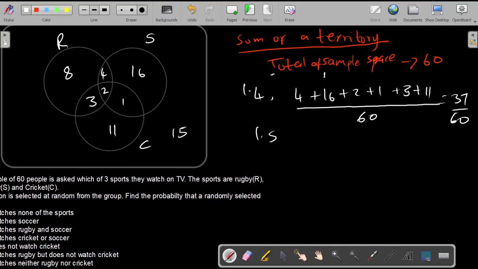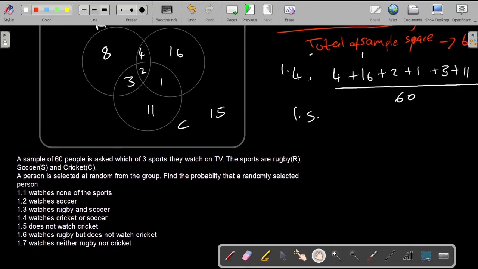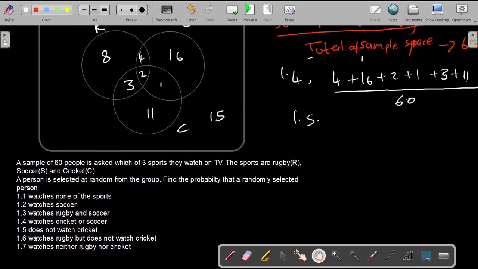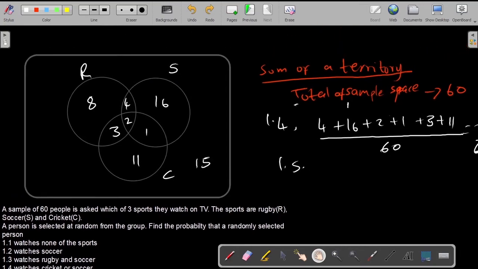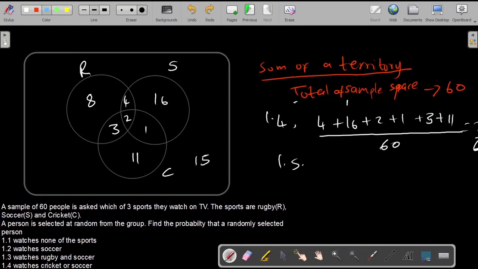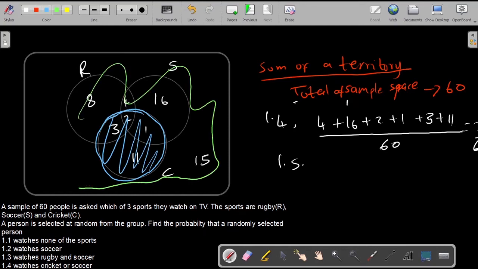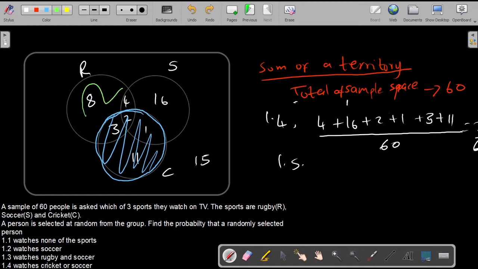Moving on to 1.5, let's look at 1.5. 1.5 says, what is the probability that a randomly selected person does not watch cricket? Okay. So now we're excluding the cricket territory, which means everything in here is excluded in our calculation. So we don't want this part, which means we're now talking about this portion. Everything else doesn't necessarily have to be in the circles.